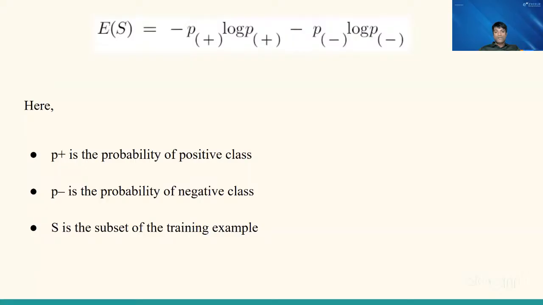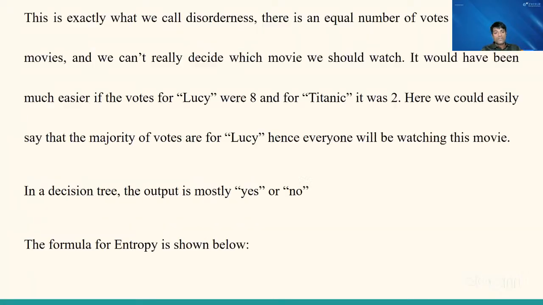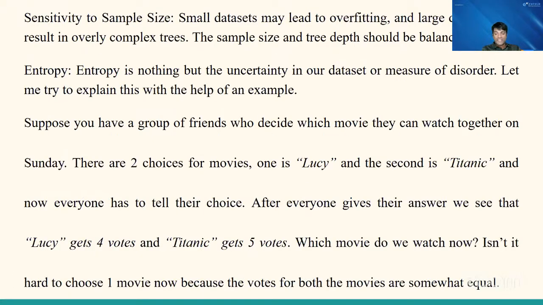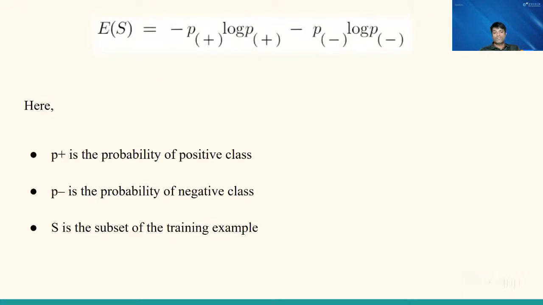So it's a very simple formula to calculate. Here, the probability of the positive class, in this case total 9 outcomes are there. If you take Titanic as positive, and it gets 5 votes, it becomes minus 5 by 9 into log 5 by 9 minus 4 by 9 into log 4 by 9. That is how you calculate the entropy.